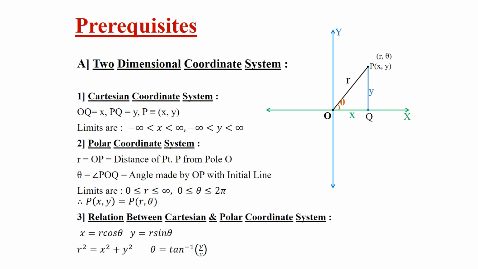So just recall a few points related to the coordinate system in two dimensions. Any point in a two-dimensional system is considered in the form P of x comma y, where x and y are the x-intercept and y-intercept, which are the distances from the y-axis and x-axis.